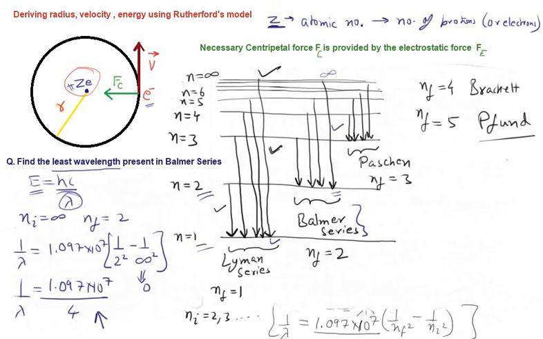Okay. Now on the other hand, if it asks for the maximum wavelength or the highest wavelength present in the Balmer series, then this transition will be taken into account. Why? Because for the highest wavelength the energy should be least. So this transition has the least energy in the Balmer series, from n initial equal to 3 to n final equal to 2. So that's how you do questions here in atoms and nuclei.